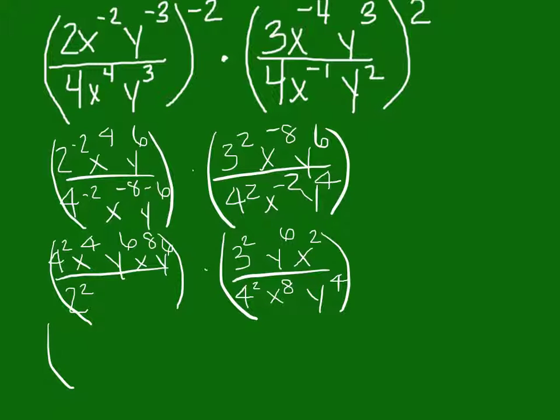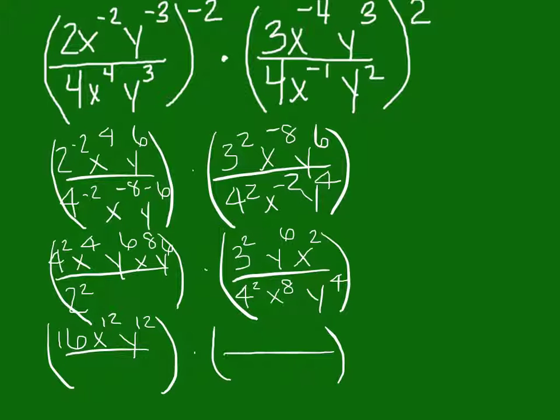And now we simplify even more, and we get 16. And now we add the exponents for 4 and 8, becomes x to the 12th. And y to the 6th times y to the 6th becomes y to the 12th. Times 3 squared is 9, 4 squared is 16.